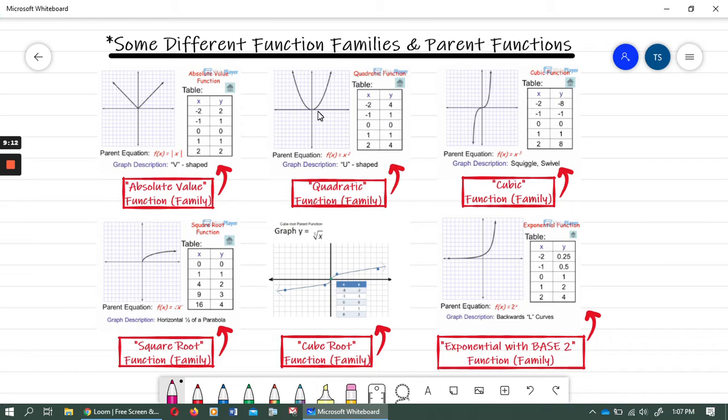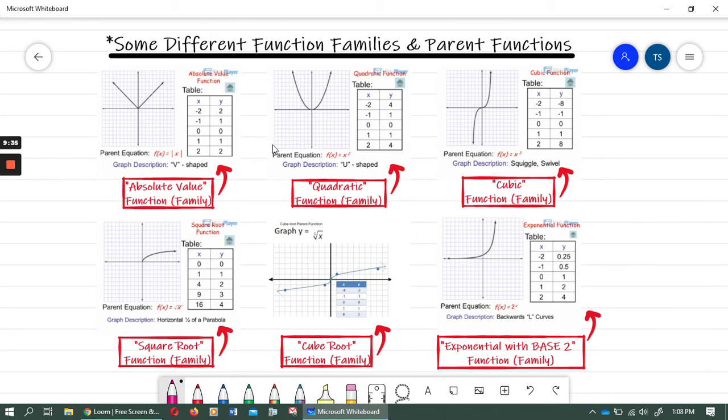All right, so the quadratic function family, we should already be familiar with that, because we've spent the whole unit talking about quadratic functions. We talked about how to solve quadratic functions, how to graph quadratic functions, how to factor quadratic functions. We talked about different forms that quadratic equations can be written in: vertex form, intercept form, standard form. We did a whole lot about the quadratic family, okay?